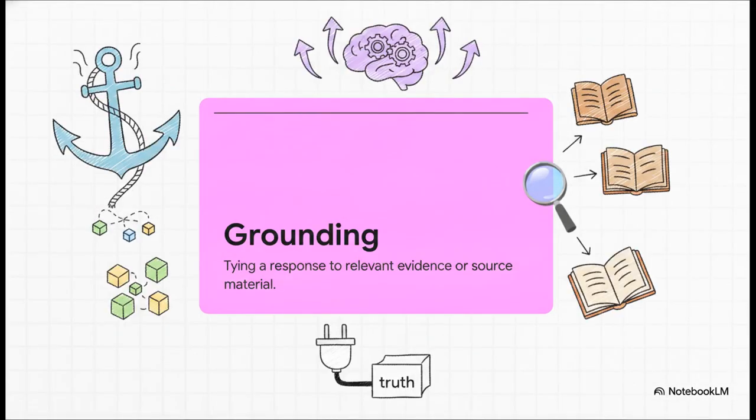And once you pull that information from the filing cabinet, you need grounding. Grounding is how we anchor the model's responses in actual, verifiable facts. By tying the response to the relevant evidence we just retrieved, grounding forces the AI to basically show its math. This is a crucial guardrail against hallucinations. You know, those plausible but completely incorrect answers that we absolutely have to avoid in a professional setting.